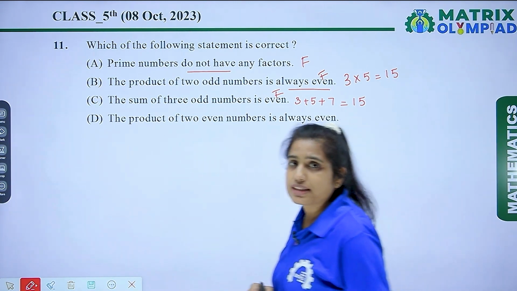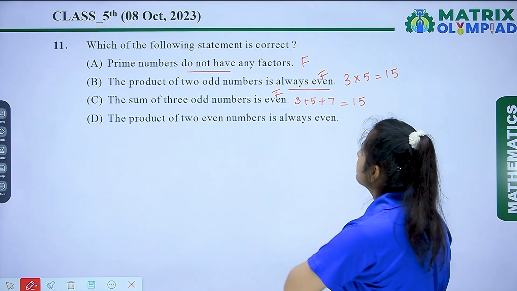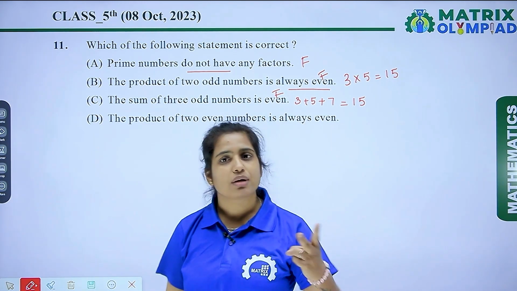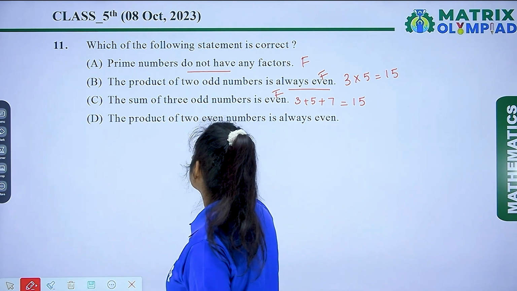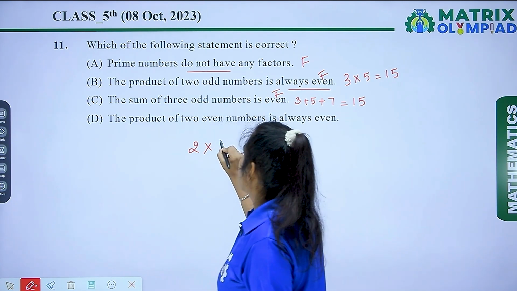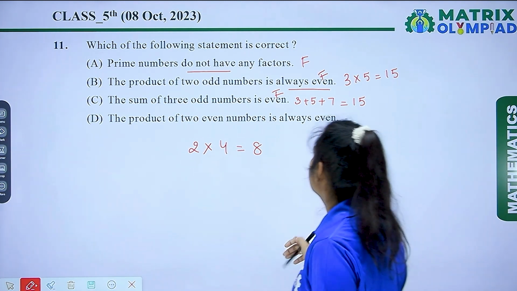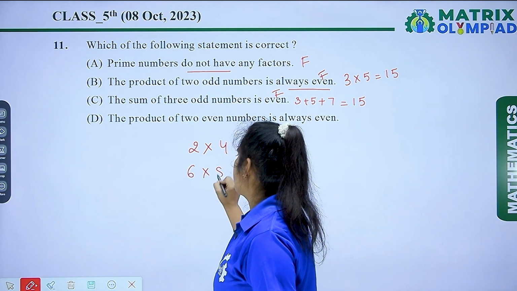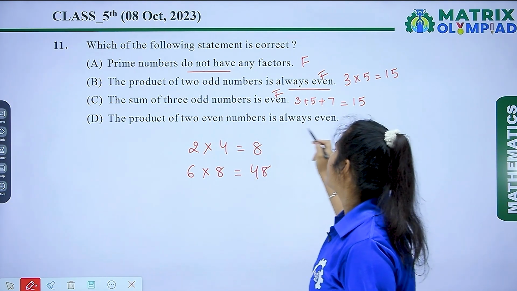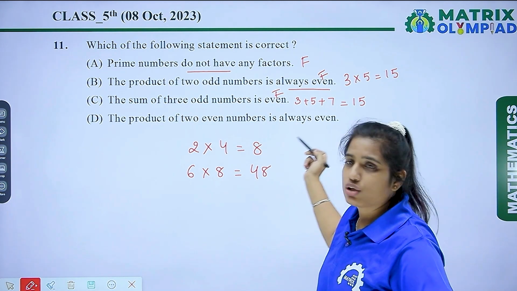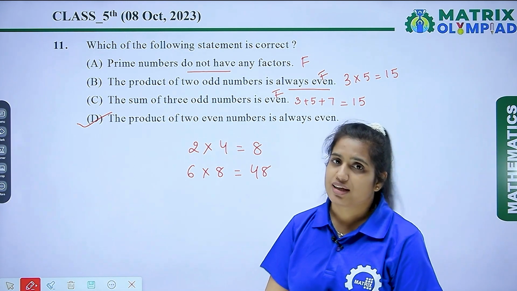Now the last statement. The last statement is: the product of 2 even numbers is always even. For this also we check with an example. Even numbers 2 multiplied by 4 gives us 8. Let's take one more example to confirm it. Let's take 6 multiplied by 8, it gives us even. So the product of 2 even numbers is always even. So we can confirm, and we can say that option D is the correct answer.